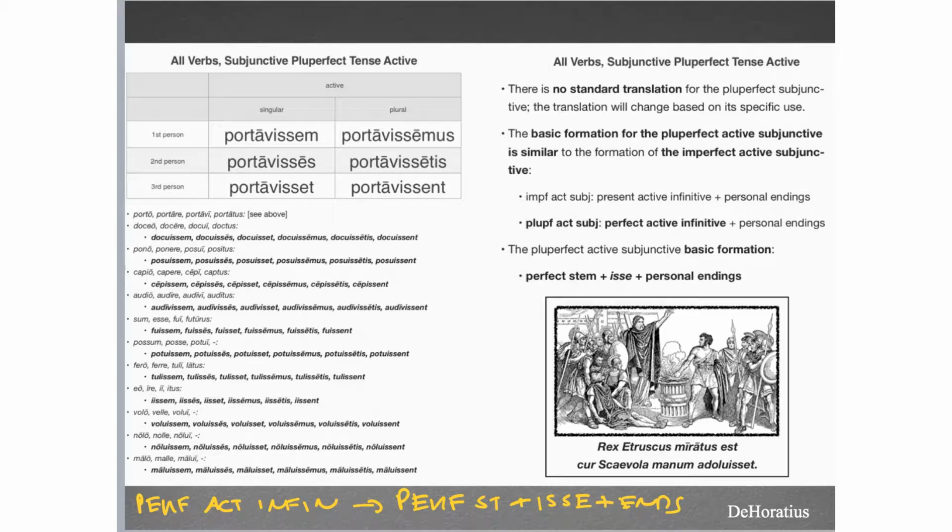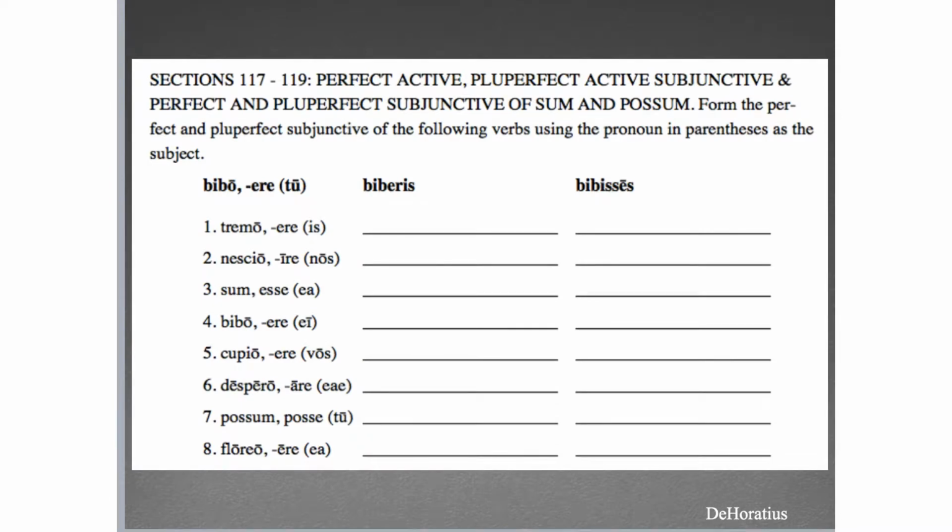And you can see that up here in the chart. We've got isse, isse, isse, isse, isse, isse. And again, as with the imperfect subjunctive, if there is an ending, it has to be subjunctive. If there is not an ending, it has to be an infinitive. So portavisse, no personal ending, that's an infinitive. Portavisset, personal ending. The T after that infinitive ending makes it a subjunctive. So those are forms for you to learn, and let's practice them a little bit.